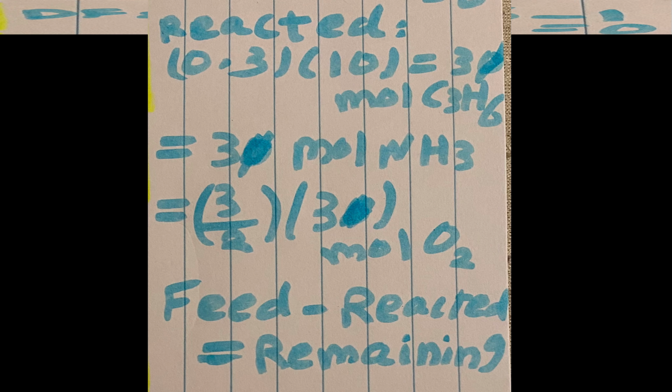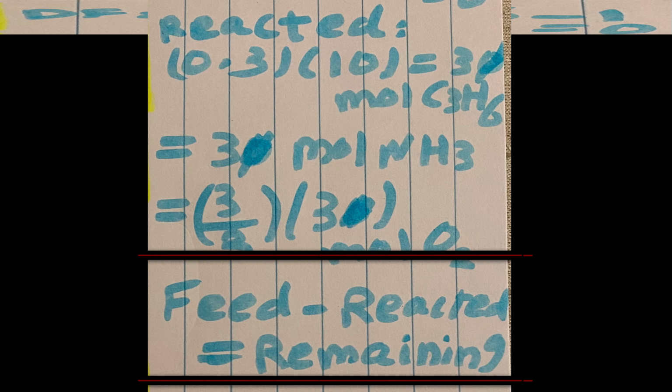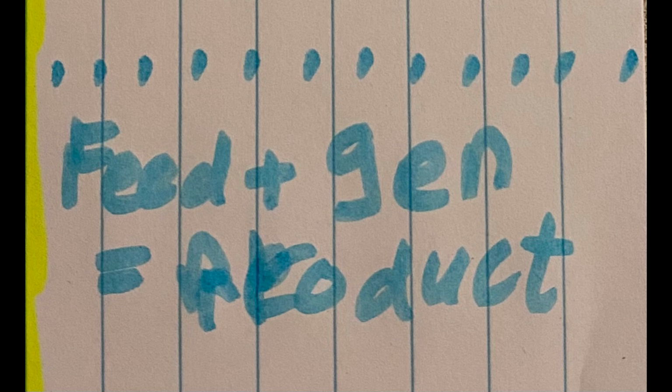We will start with the conversion and we can use it because we have only one single reaction. We have 30% from 10 reacted, which means we have 3 moles reacted. Use the equation that I've written here: feed minus reacted will be the remaining that leaves the reactor, and then feed plus the generation will be water and C3H3N.